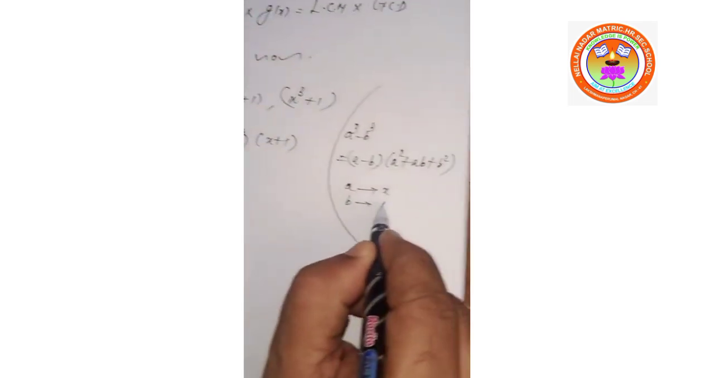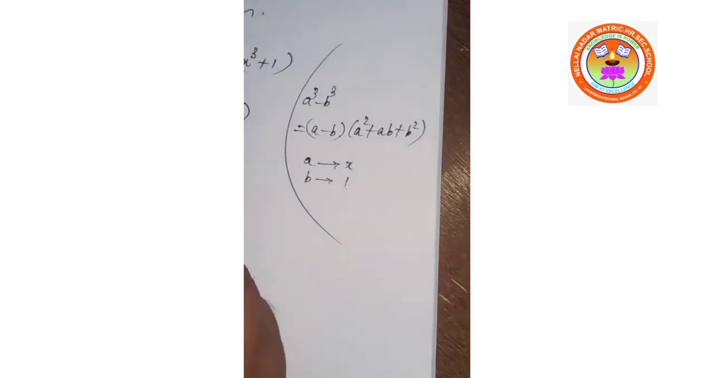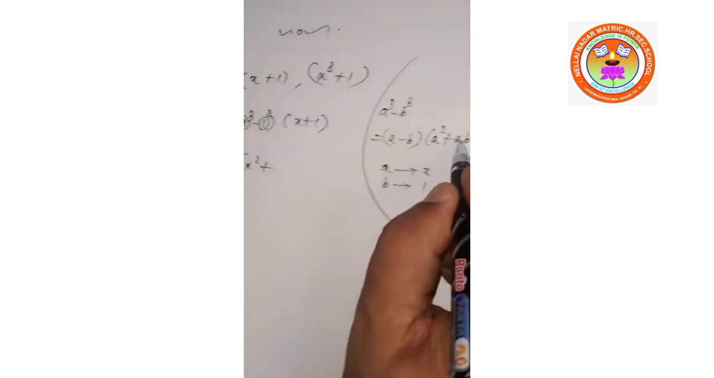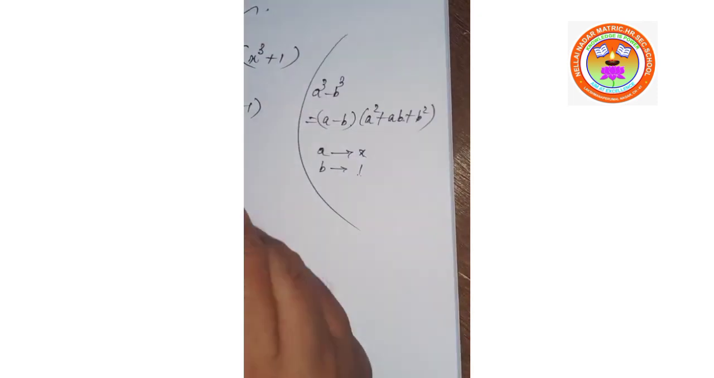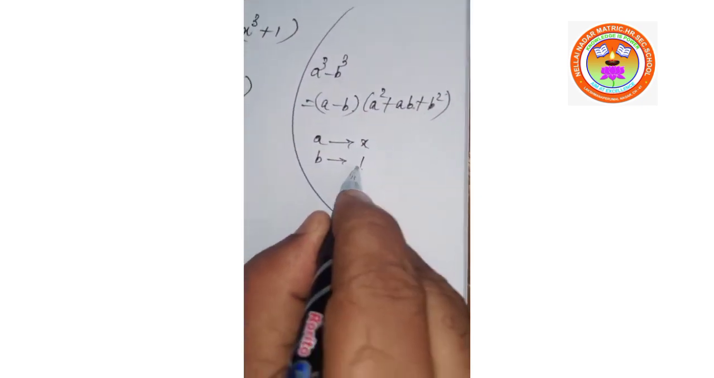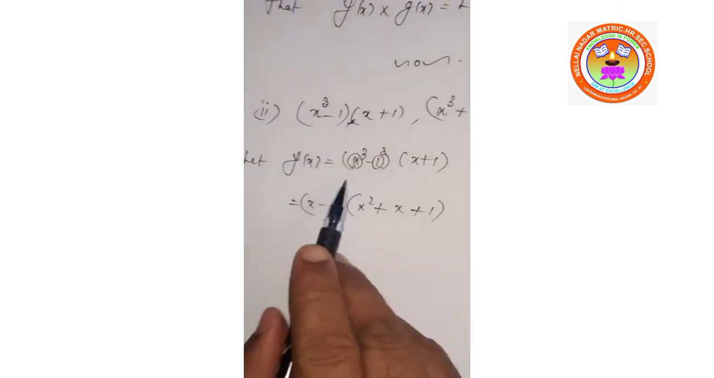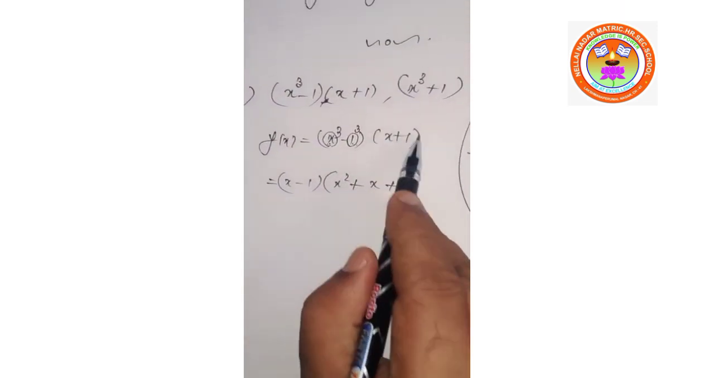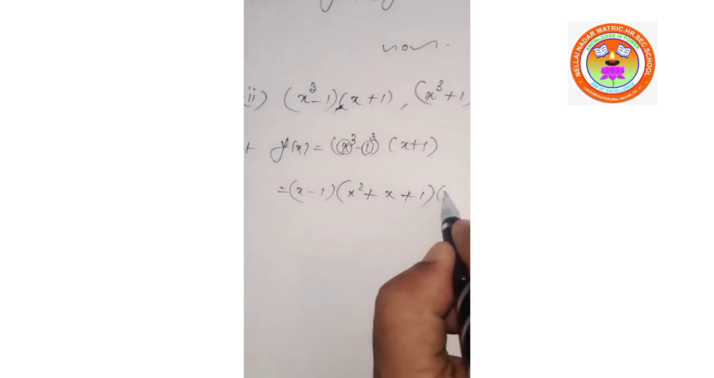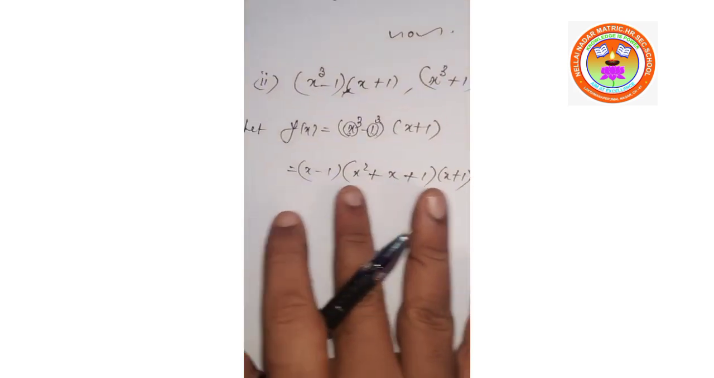a minus b is x minus 1. a squared is x squared. a into b is x into 1, which is x, plus b squared, 1 squared, which is 1. This part is over. At the last we have one more x plus 1, as it is. So f of x is over.